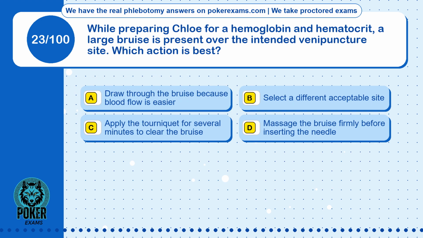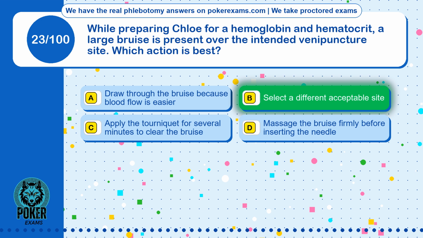Question 23. While preparing Chloe for a hemoglobin and hematocrit, a large bruise is present over the intended venipuncture site. Which action is best? Option A, draw through the bruise because blood flow is easier. Option B, select a different acceptable site. Option C, apply the tourniquet for several minutes to clear the bruise. Option D, massage the bruise firmly before inserting the needle.